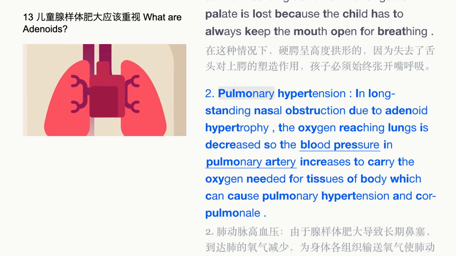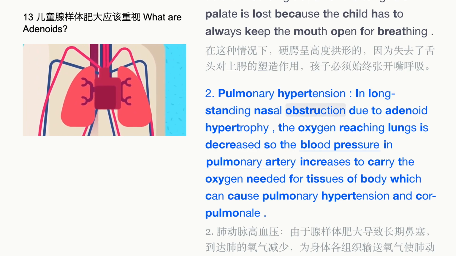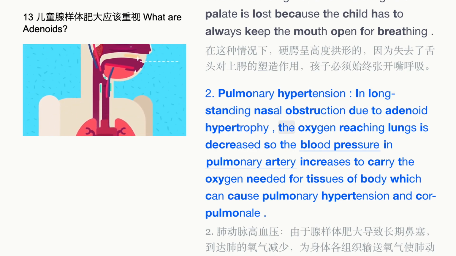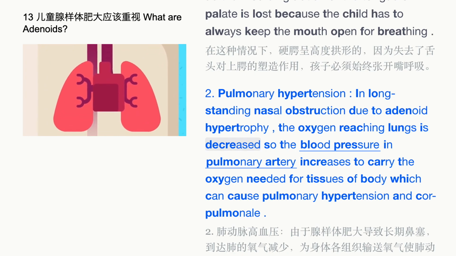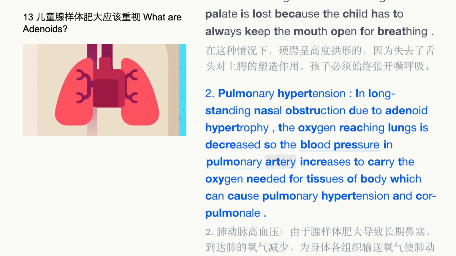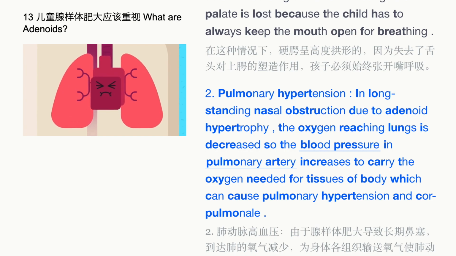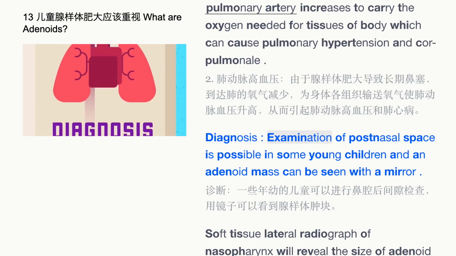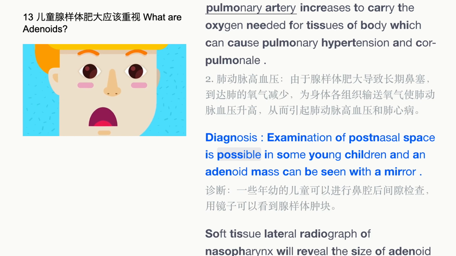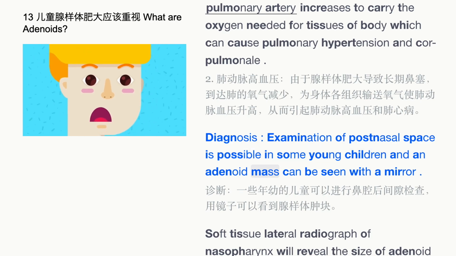2. Pulmonary hypertension. In long-standing nasal obstruction due to adenoid hypertrophy, the oxygen reaching the lungs is decreased, so the blood pressure in the pulmonary artery increases to carry the oxygen needed for tissues of the body, which can cause pulmonary hypertension and cor pulmonale. Diagnosis. Examination of the postnasal space is possible in some young children, and an adenoid mass can be seen with a mirror.